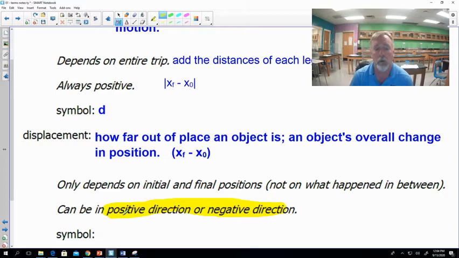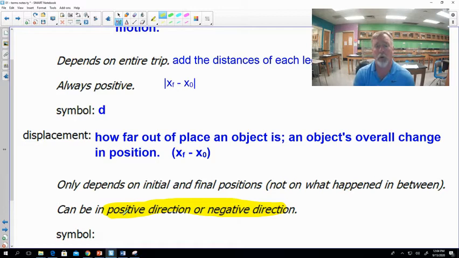So if I left school and went to my house and I lived almost straight north, I could say that's in a positive direction. I went up, I went north. But if I went the other direction, if I went south, I could say that I went down or I went a negative direction. So displacement always has a direction. Distance doesn't.